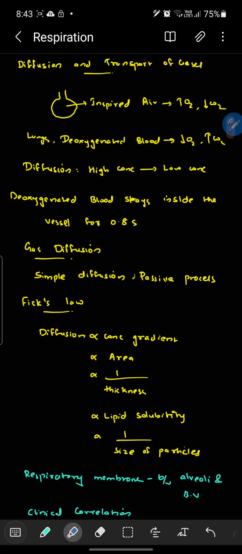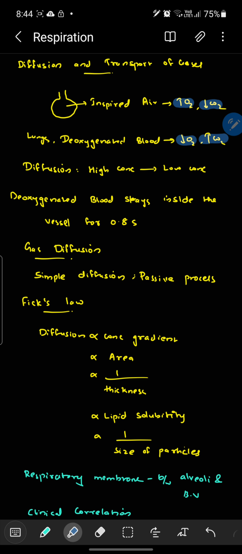In this session, I will be discussing the topic diffusion and transport of gases. So, in the inspired air, the oxygen content will be more and the CO2 content will be less. In lungs, the deoxygenated blood is coming, right? It is having less oxygen but more carbon dioxide. The diffusion is always from higher concentration to lower concentration.